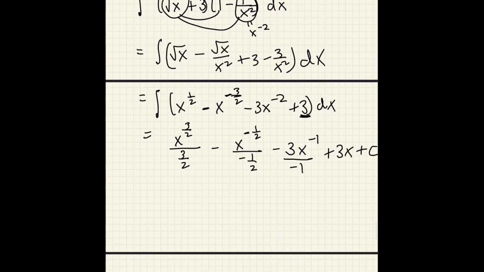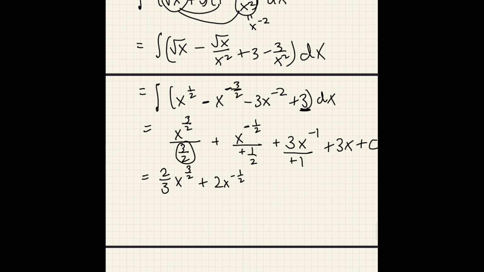And then, here, I got a fraction in the denominator, so I just swap the fraction around. So this becomes 2/3 x to the power 3 over 2. And then I got minus here, so it cancels. Half in the denominator, so that becomes 2. 2x to the power minus a half. Minus here becomes a plus. So 3x to the power minus 1 plus 3x plus c.